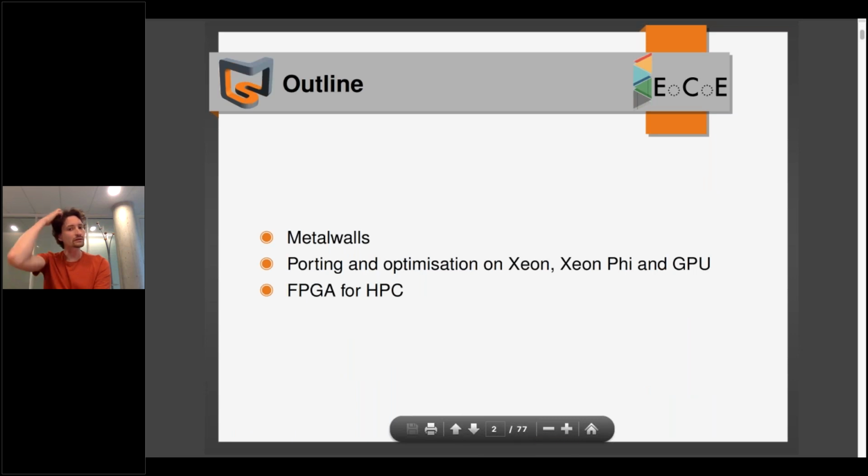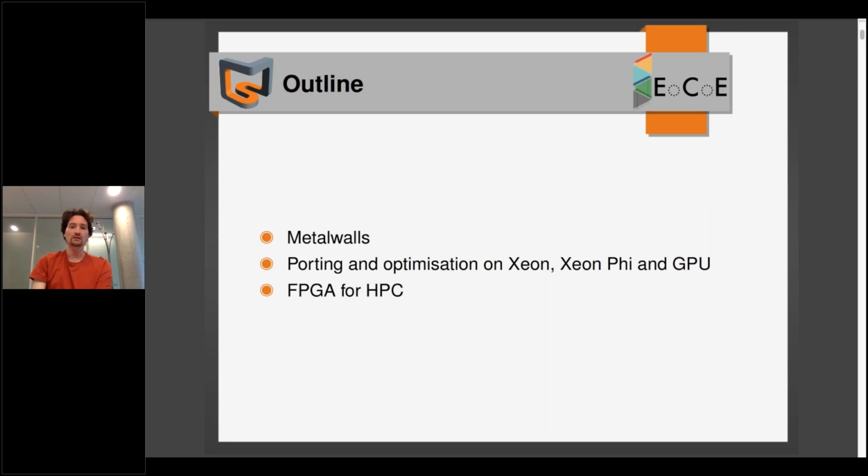Good. So the outline is the following. I will discuss first the code, the scientific application we are working on and that we use as a use case for porting to FPGA. So first, some optimization and some work we've done on the Fortran version, and then a general introduction on the kind of constraints and how FPGA is working.